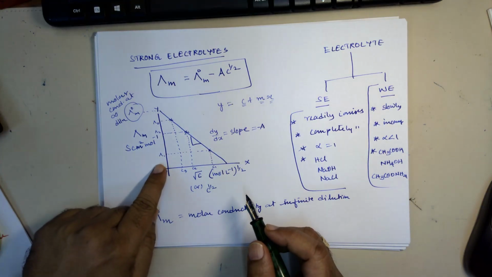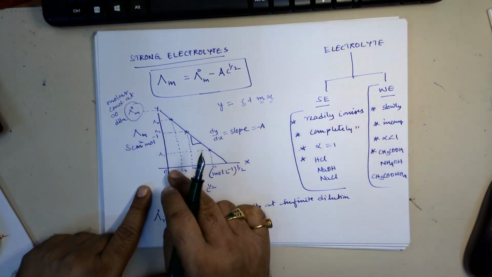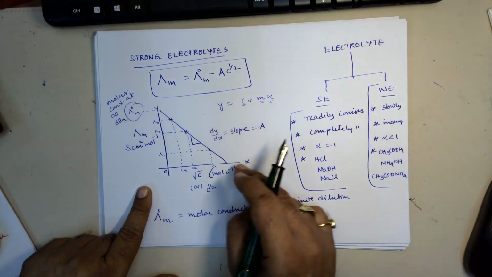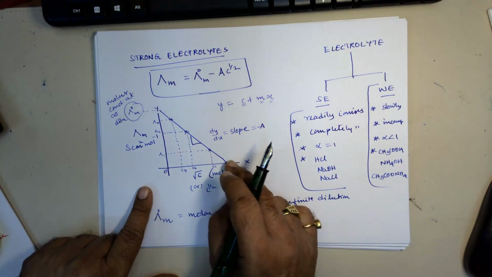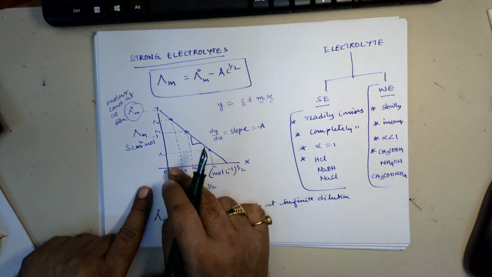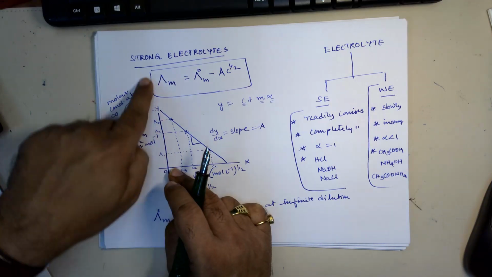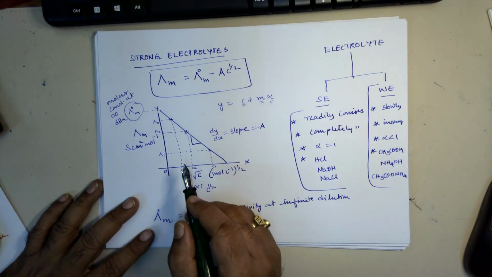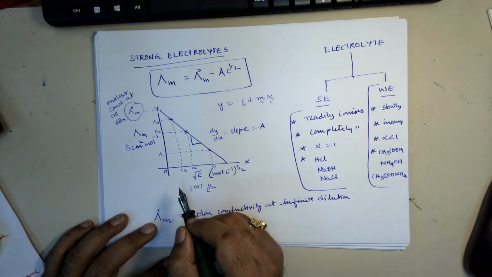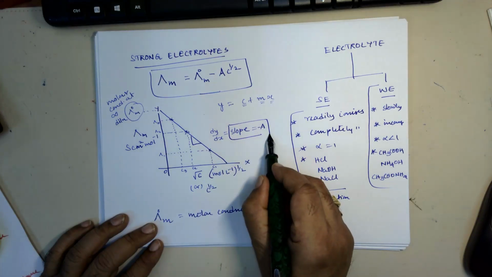And this lambda m value increases with the dilution. When I say increasing the dilution, I am decreasing the concentration. By adding more amount of salt, the concentration is brought down. So with the increase of dilution, the value of molar conductivity increases and it reaches the peak value, and that is called lambda m naught. So here the slope is equal to minus a.